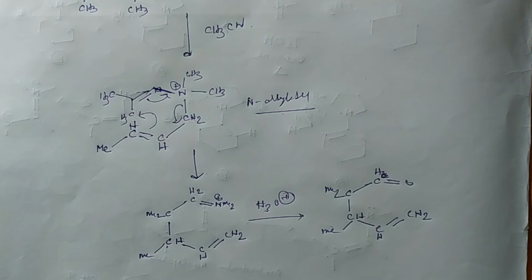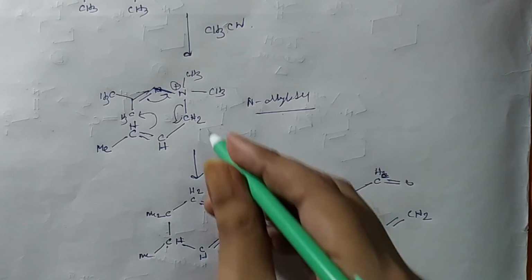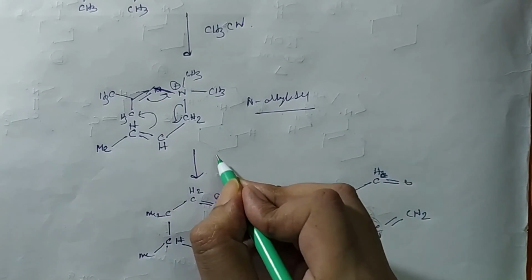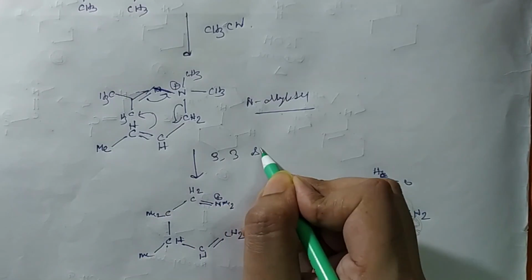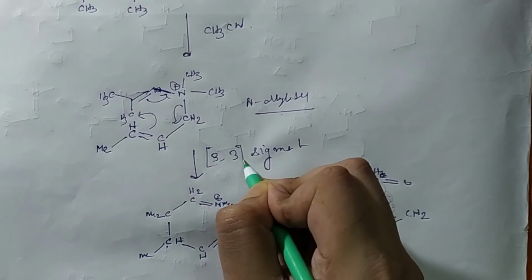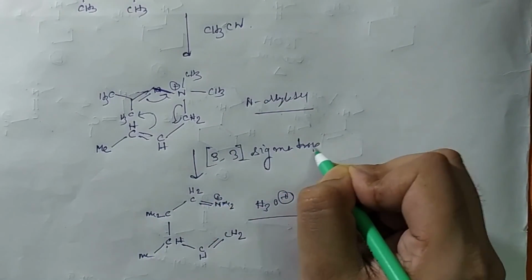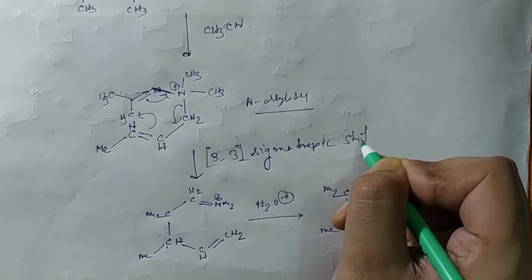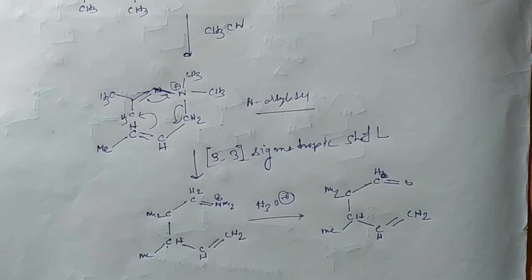When we get an abnormality in the product, we try to explain the reaction course. Here, because of the 3,3 sigmatropic shift, the position of the carbonyl has changed. So this is a very important aspect. This is all about the alkylation with respect to enamine.